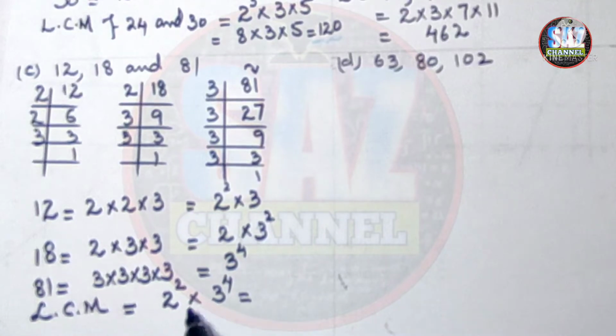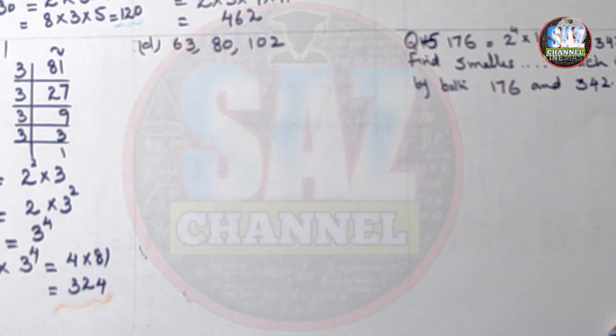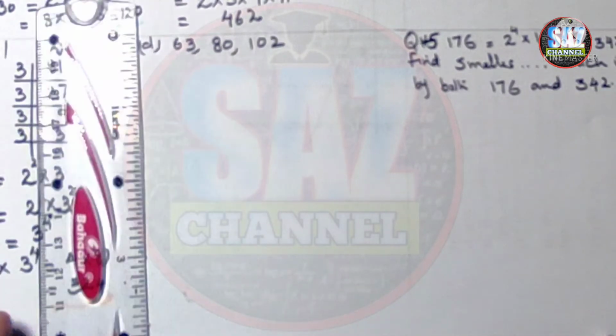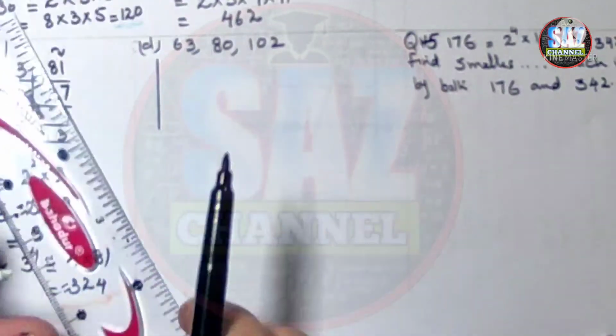So it means that LCM will be 4 multiplied by 81, and this will be equal to 324. 324 is the LCM for this question. Really easy questions. Okay, and moving to the next question that says that we have to find the LCM of 63, 80 and 102. Quickly, students, what we have to do first, we have to express each number as the product of its prime factors.